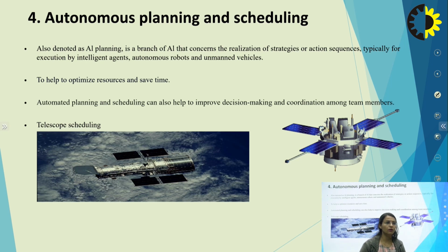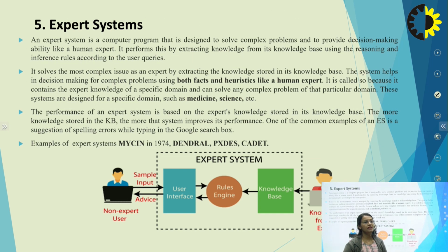One example of autonomous planning and scheduling is the telescope scheduling, which was recently done in the Vigyan rover that is being launched. So this is one of the applications of AI. Fifth is the expert system.